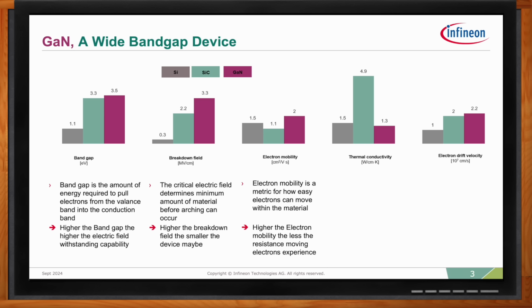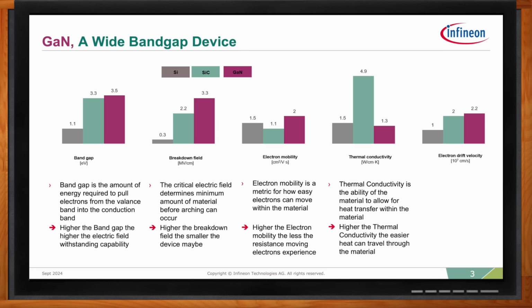Electron mobility is a metric of how easy electrons can move within a material. Obviously, the higher the electron mobility, the less the resistance the moving electrons will experience within the material. And the thermal conductivity is intuitive. It is the ability of material to allow for heat transfer within the material. And the higher the thermal conductivity, the easier heat can travel through the material. And finally, the electron drift velocity, it is the average velocity an electron can reach when an electric field is applied. And the higher it is, the faster and easier electrons can move within the material.